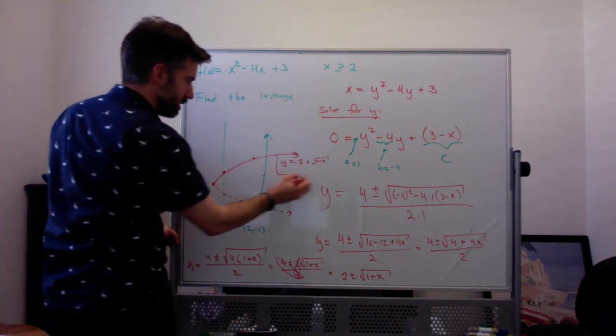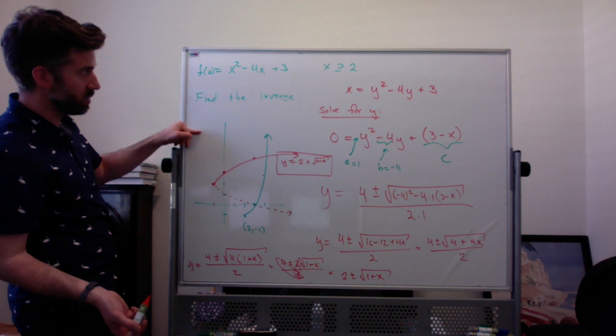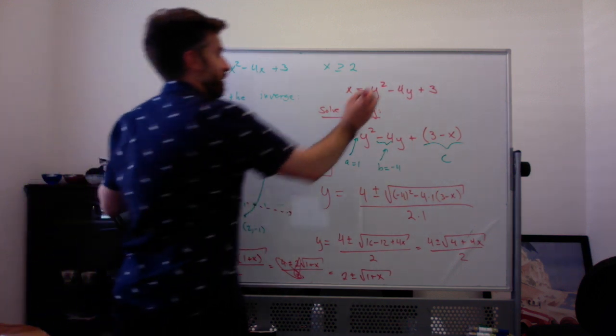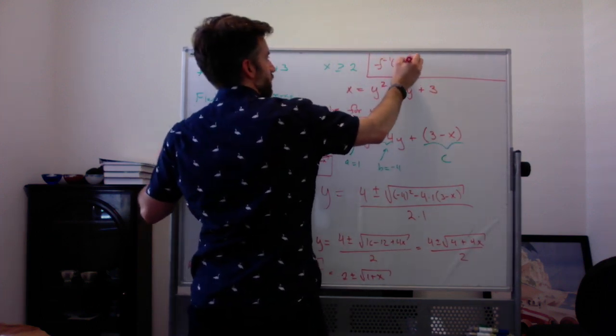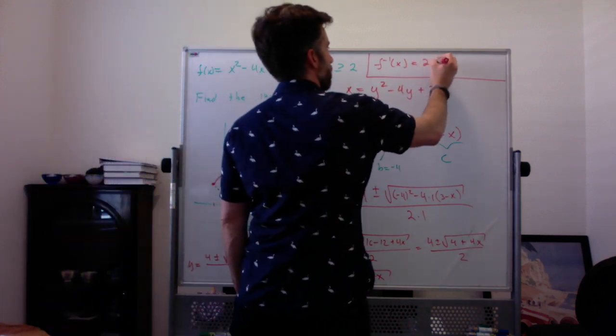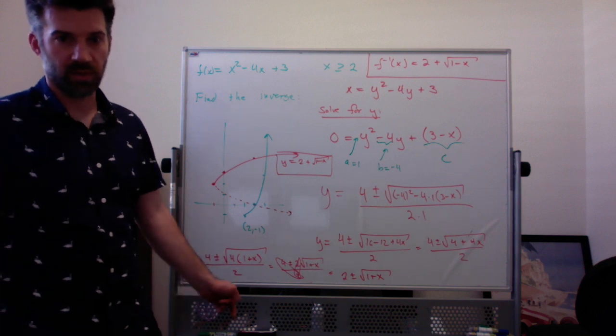And here's the thing. We know we want this to be our inverse function because this inverse function has the same range as the domain of the original function. So that's how we're able to tell that for this problem, f inverse of x is 2 plus the square root of 1 plus x, not 2 minus the square root of 1 plus x.